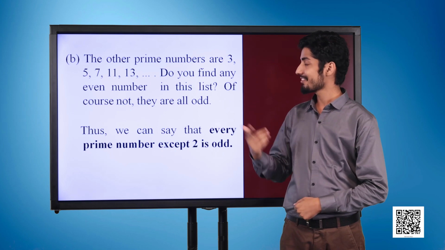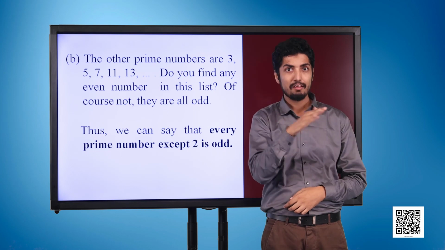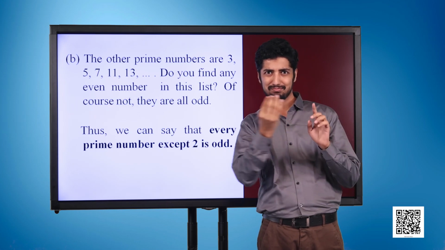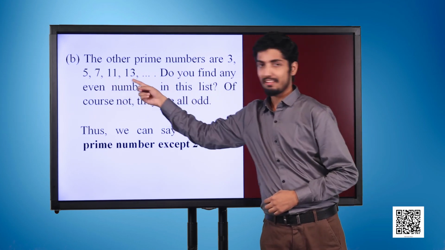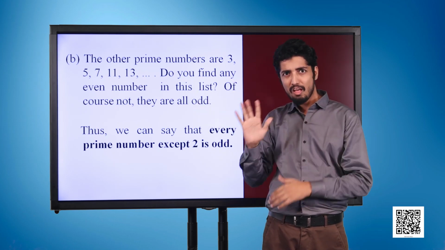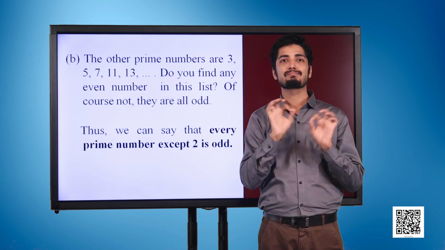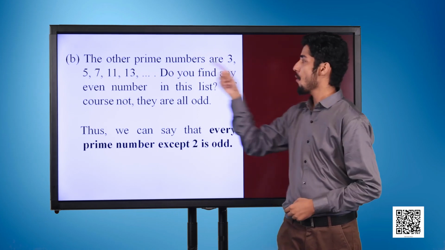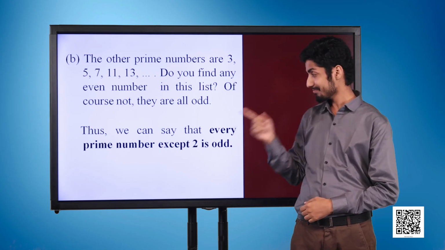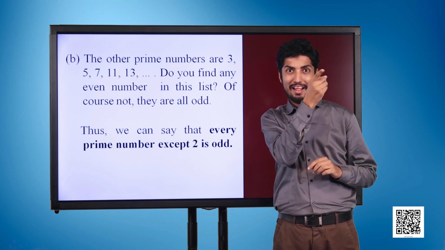B. The other prime numbers are 3, 5, 7, 11, 13, and so on. Do you find any even number in this list? Of course not. They are all odd. Thus we can say that every prime number except 2 is odd.